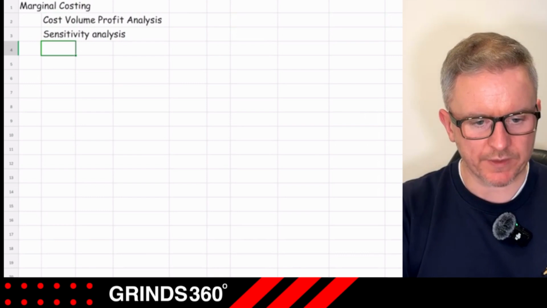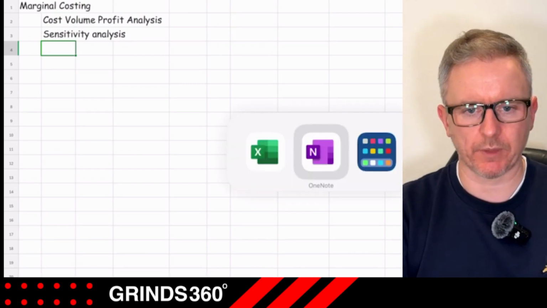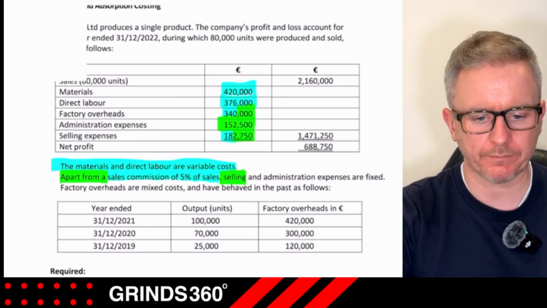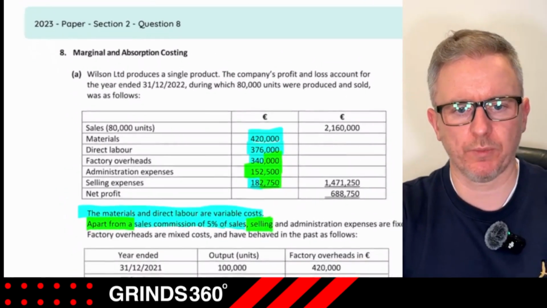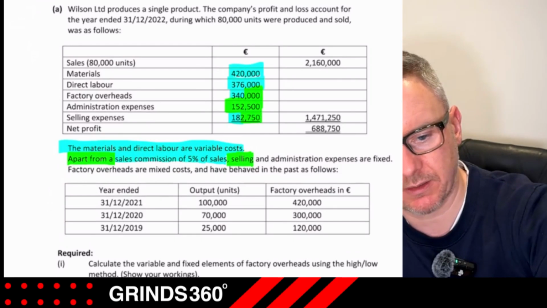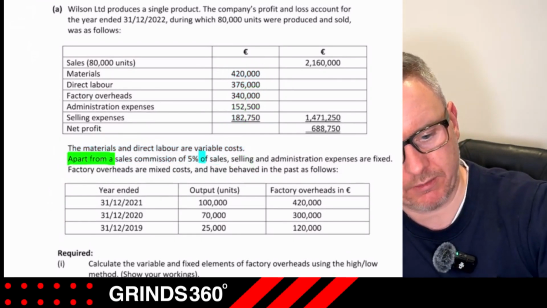So what we do is the following. We're going to take a look at the 2023 paper, and I'm just going to point out a couple of different things to you as we go through it that will make your life a little bit easier. So get rid of those starting off.